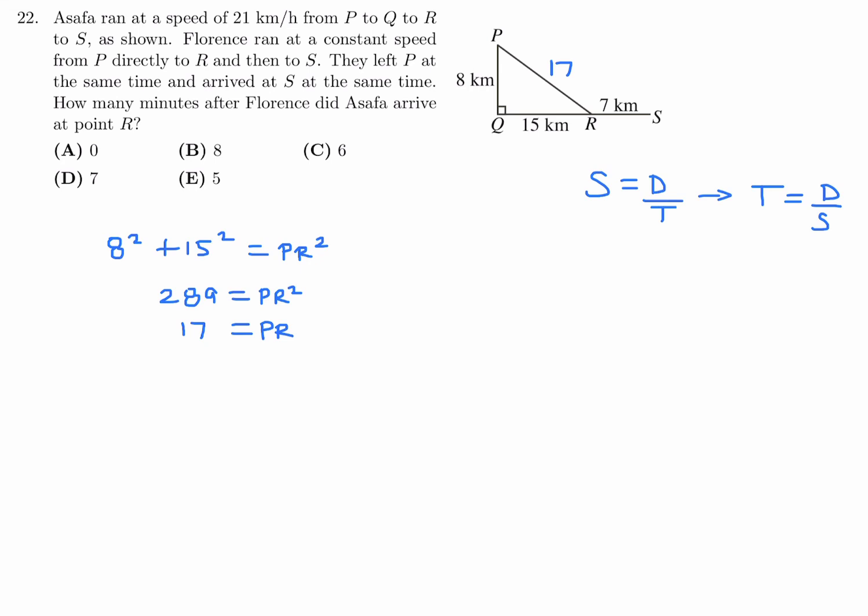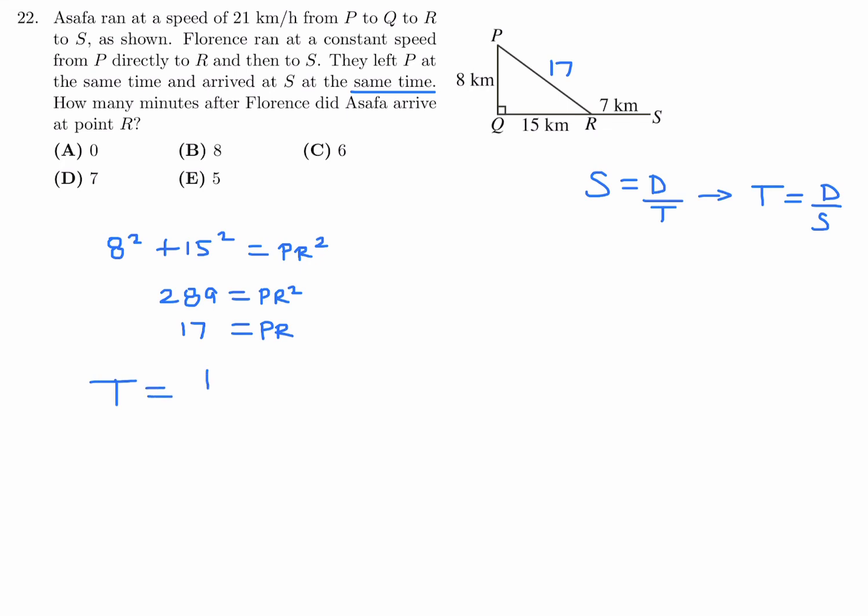Now the most important thing in my opinion in this question is the fact that they are arriving at the same time at S. So that means their time is the same. The time that it takes Florence to go from P to S is the same as the time that it takes Asafa to go from P to S, although they are going in different directions. P to R to S is Florence's path, and then PQ, then Q to R, then to S is Asafa's path.